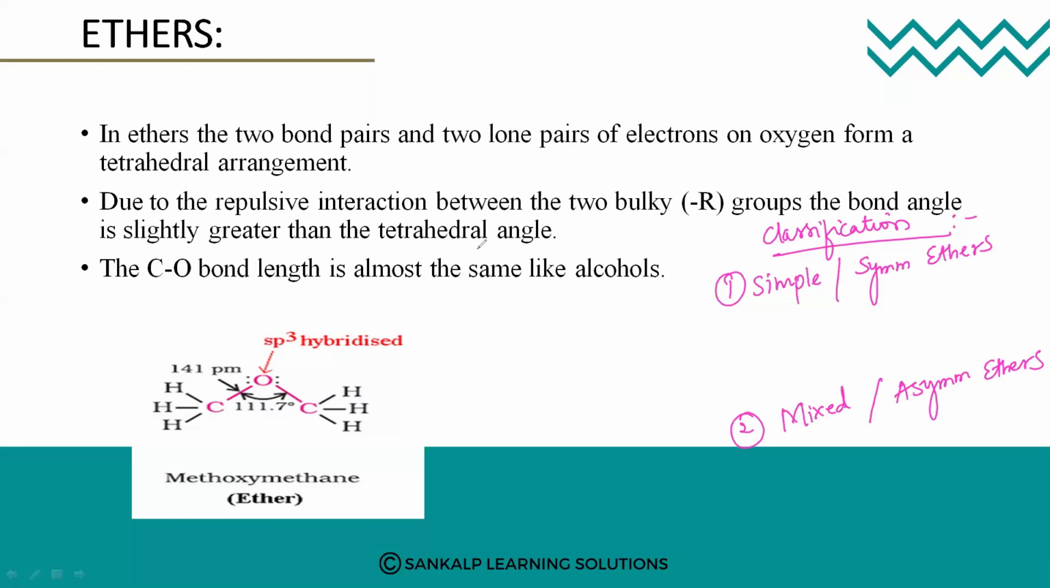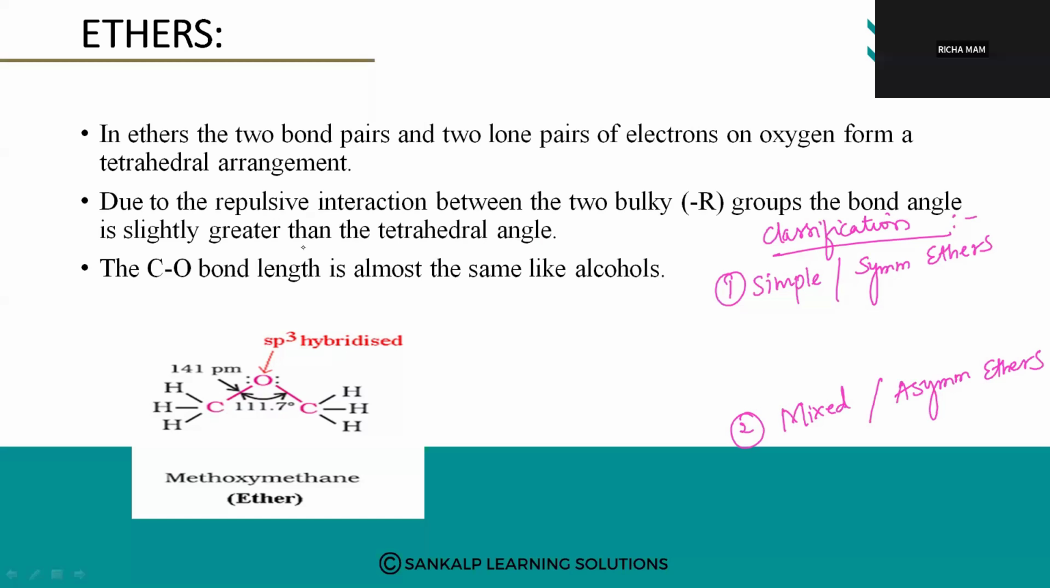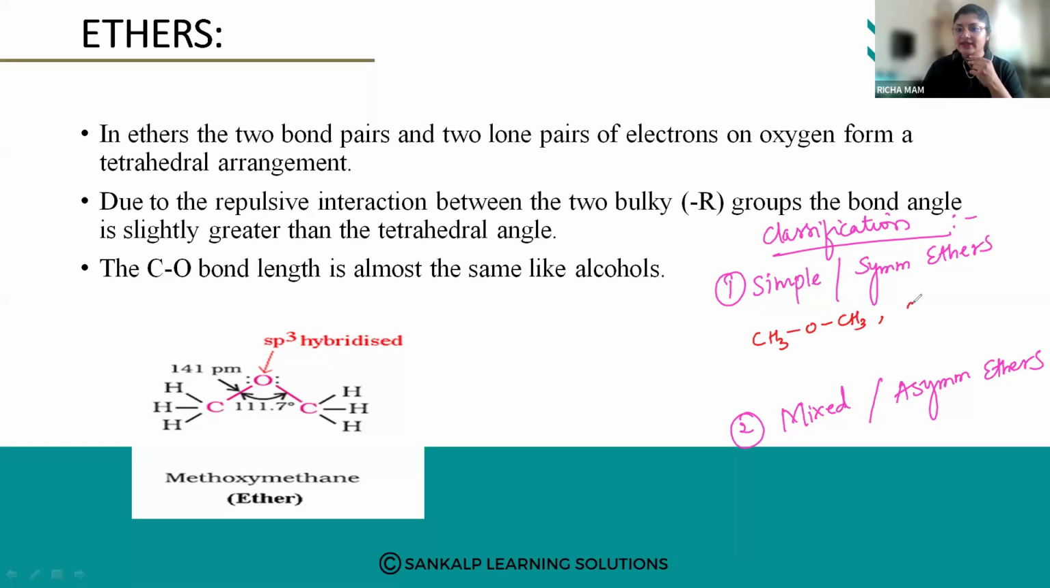Now, what is a simple ether or symmetrical ether? Suppose I give an example of CH3OCH3, or C2H5OC2H5, or C6H5OC6H5. So these are the simple or symmetrical ethers.